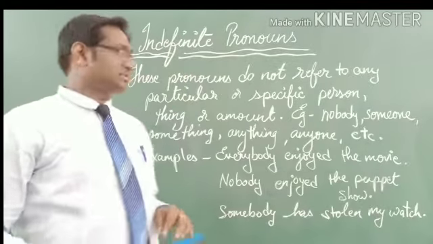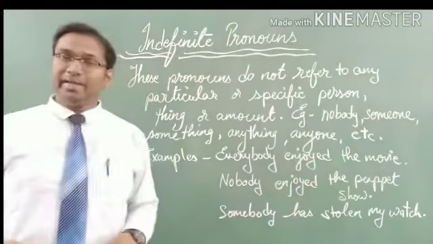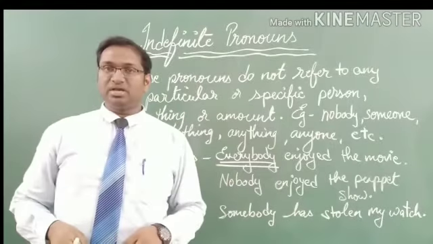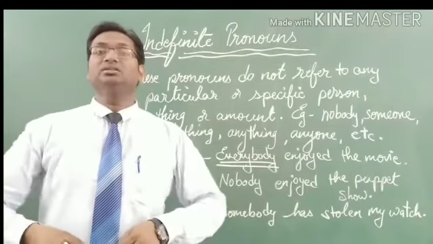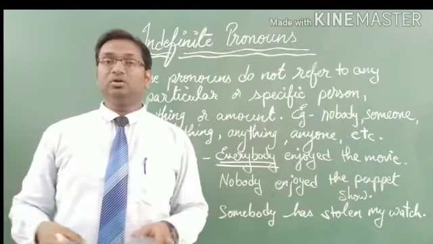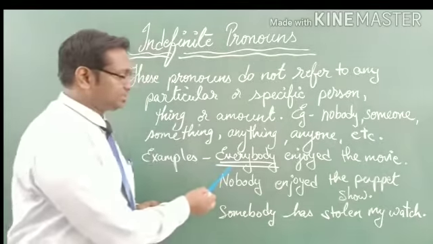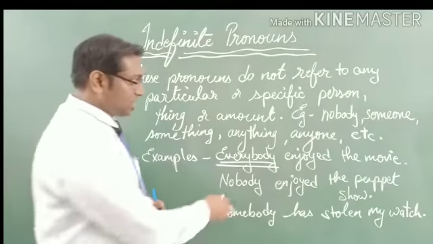Let's see the sentence. Everybody enjoyed the movie. Over here everybody is your indefinite pronoun. Everybody can be 100, everybody can be 1000. We don't know the exact number. So everybody over here is your indefinite pronoun. That pronoun is not definite.